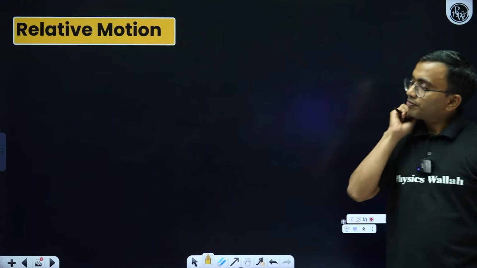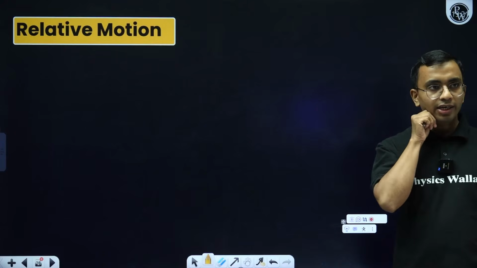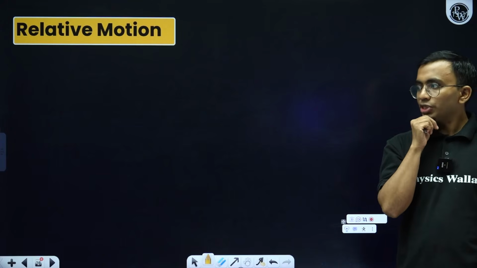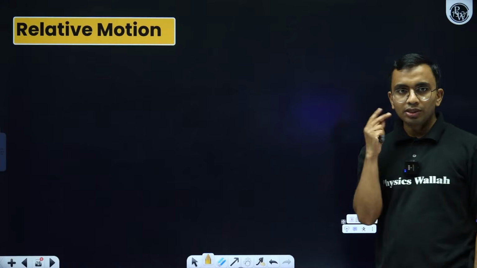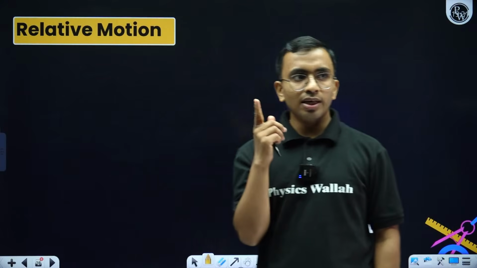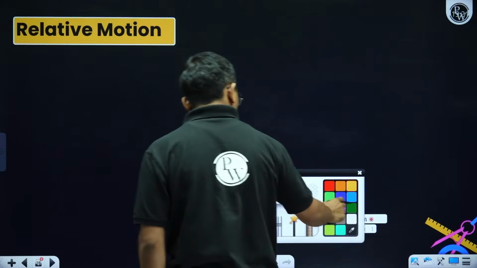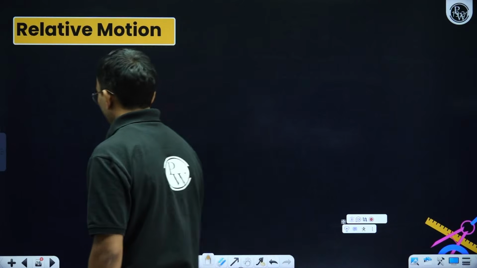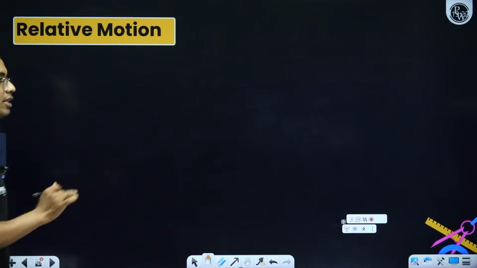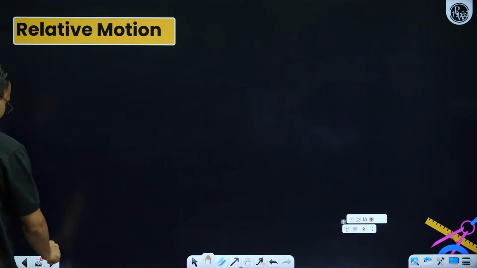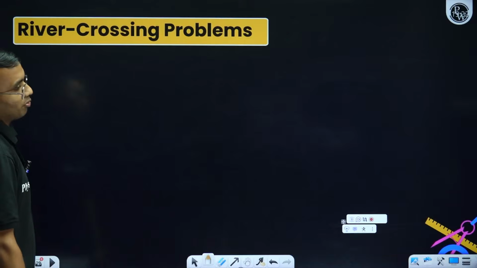Relative velocity, relative motion. So in motion in a plane specifically, we will study two things. One is the river crossing, another is the rain-man problem. For finding the relative velocity, relative acceleration, relative displacement, I have already mentioned that. Now let us directly come to the river crossing problem.